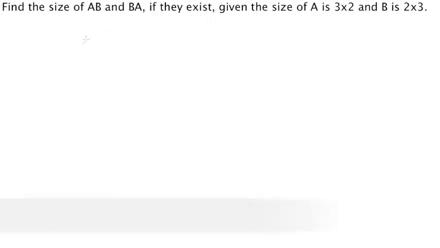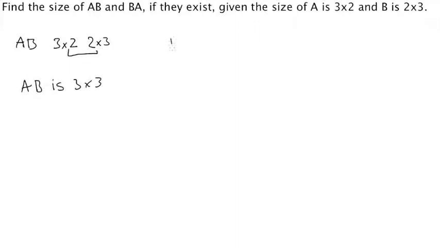Alright, second verse, same as the first. So AB and BA, here we're given the sizes of our two matrices. So AB, we put the size of A first, so 3 by 2, and then B, 2 by 3. Alright, inner pair numbers are the same, so AB is going to be the outer pair. So AB is going to be a 3 by 3 matrix. For BA, same idea, opposite order. 2 by 3, 3 by 2, inner pair numbers are the same, so the outer pair gives me my size. So BA is going to be a 2 by 2 matrix.